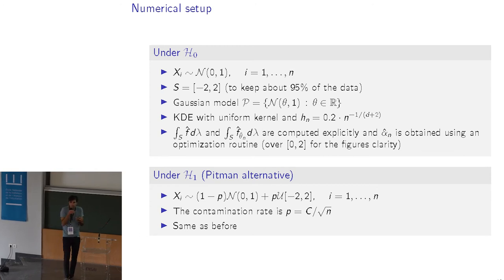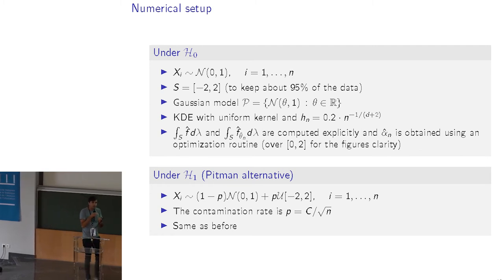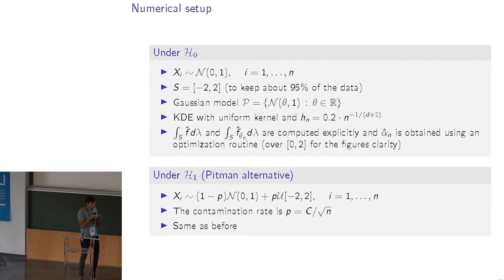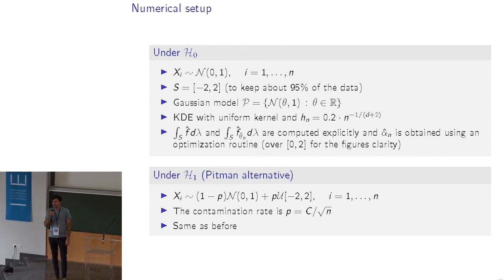And the order I took for p is the parametric rate, in order to validate if I can detect in such a case. So I am a parametric rate away from my model, and I would like to know if my test is sufficiently powerful to detect that kind of hypothesis. What we are going to do is fix this rate 1 over square root n, but play on that constant. What we hope is that taking c, the constant, larger will allow us to detect this hypothesis.